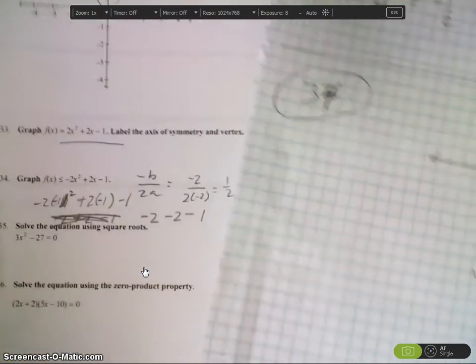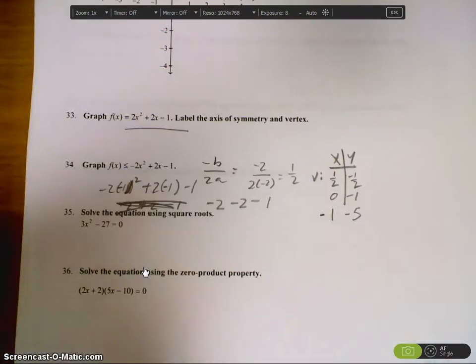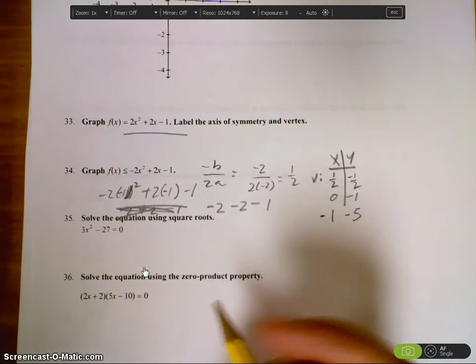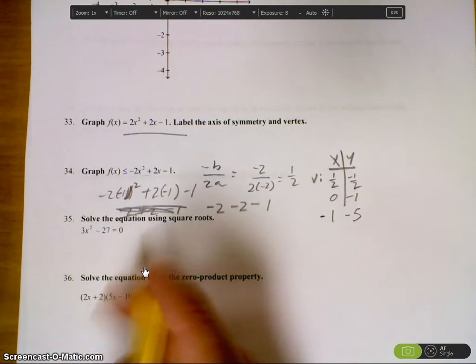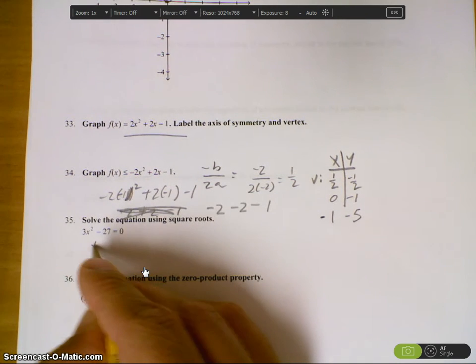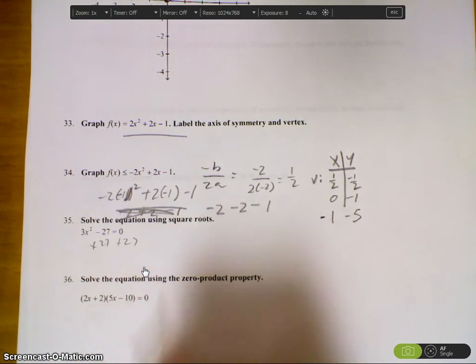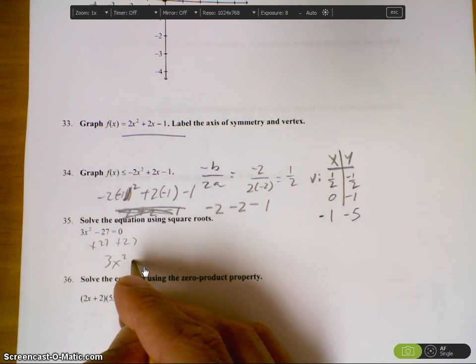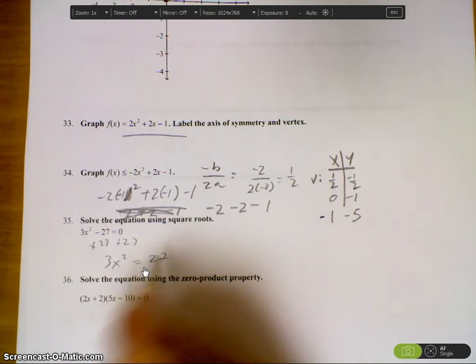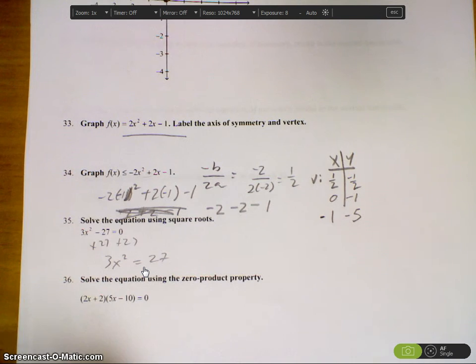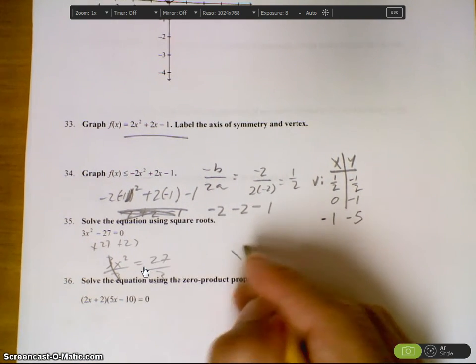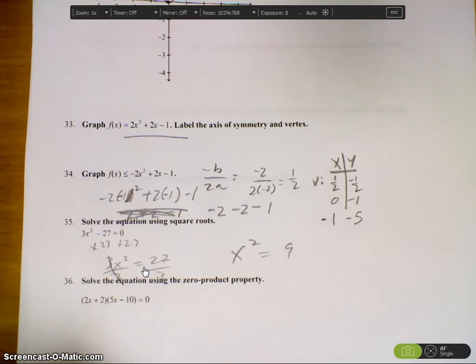Let's move on. So 35, I think we can get rid of the graph paper. 35 says solve using square roots. I don't care what method you use when you're solving these, but this is a nice square root problem. Because there's no linear term, no middle term, I can just move the constant over and solve this very similar to a linear equation. Divide both sides by 3, and that's going to give me x squared equals 9.